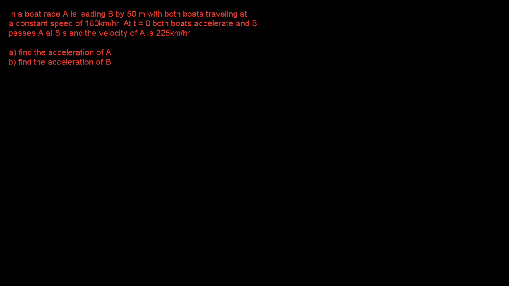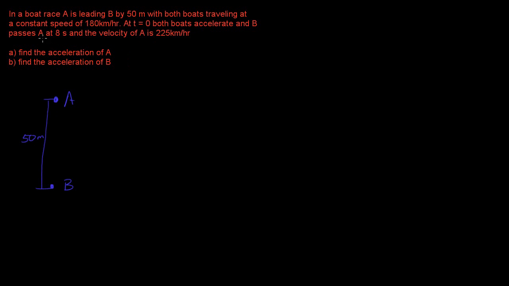So in this problem, which is motion of several particles, we have two boats. We have a boat A that I'm just going to show with a point. This is boat A, and the boat B is behind boat A. And these boats are in a race, and A is leading boat B by 50 meters. So the distance between A and B is 50 meters.